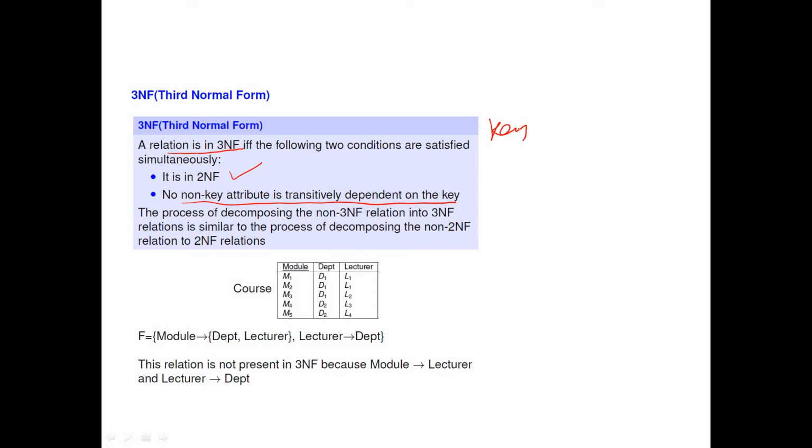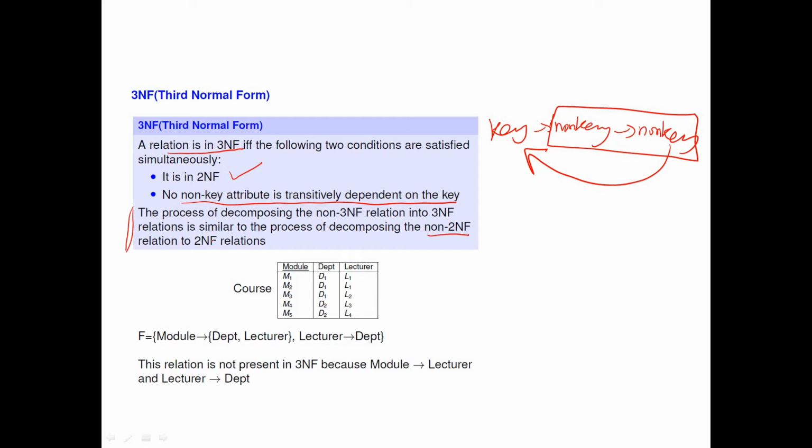That means from the key I can get the non-key attribute, and from the non-key I can get another non-key attribute. So this non-key attribute is depending upon the key transitively, right? If this type of situation is occurring, the relation is not present in the 3NF. So if I also understand here, there is a non-key functional dependency existing. If non-key functional dependency is existing, this is also not present in the 3NF. So we have to deal with these non-key functional dependencies for the 3NF. And the process of converting the non-3NF to the 3NF is similar to the non-2NF to the 2NF conversion that is already done in the previous class.